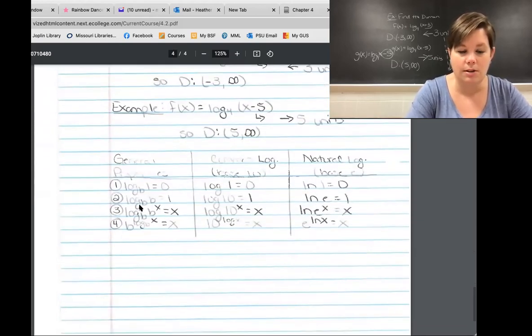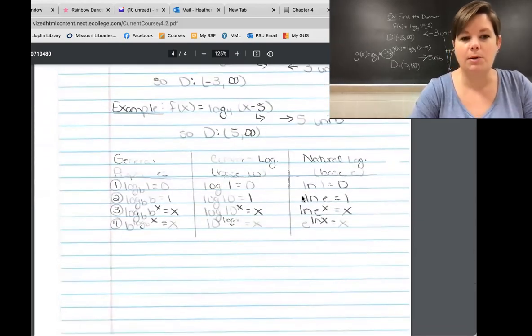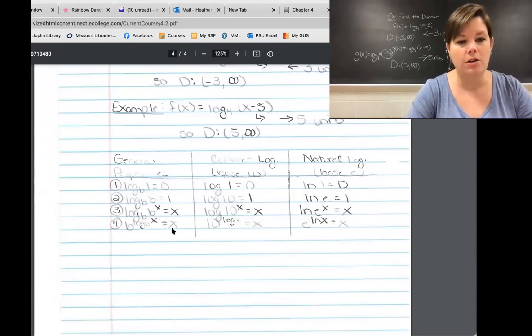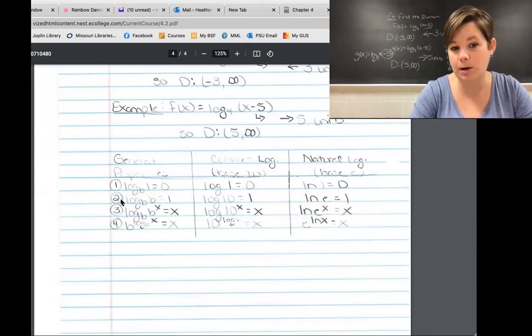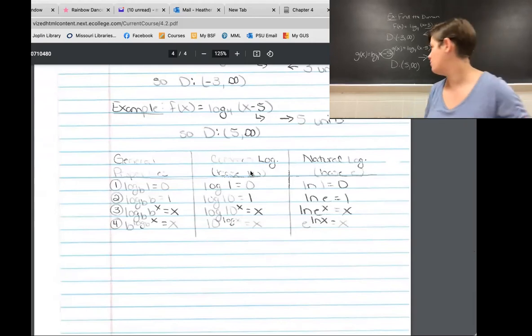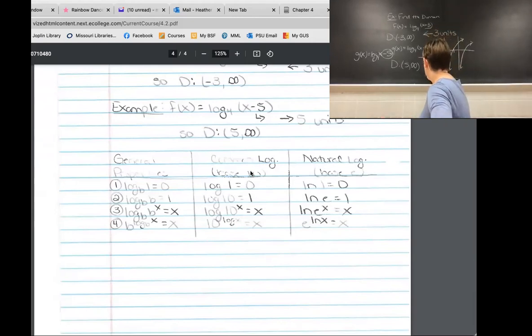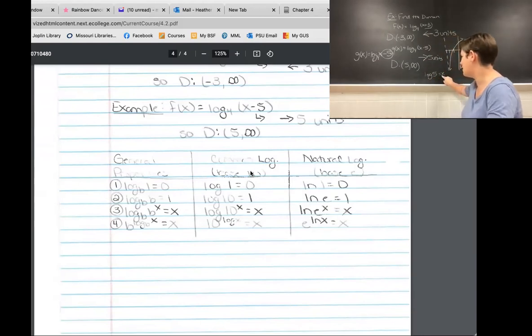So here's the last, it really didn't copy well. Sorry about that. Here's the last couple of properties. There's 4 properties, and then it shows you what they are in common log, which is base 10. If you see something that's written log 5 equals x, and it doesn't show you a base, the understood base is 10.